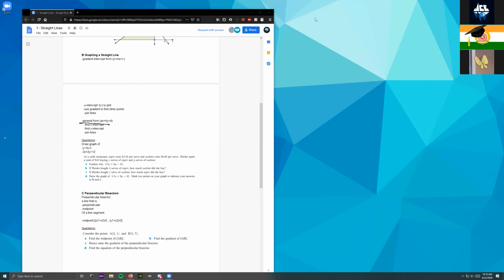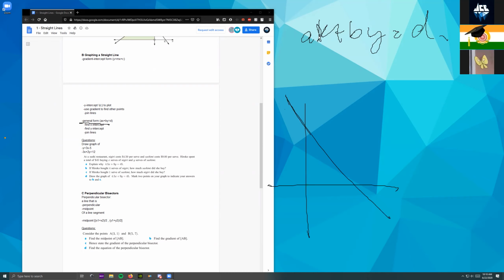It's actually pretty similar for the general form, which is ax plus by equals d. So the easy way to figure out the equation is usually by looking for the y-intercept of this form and the x-intercept of this form. In this case, you just need to insert a equals 0, so by equals d, and ax plus b0 equals d.